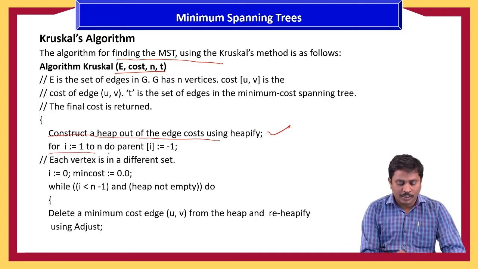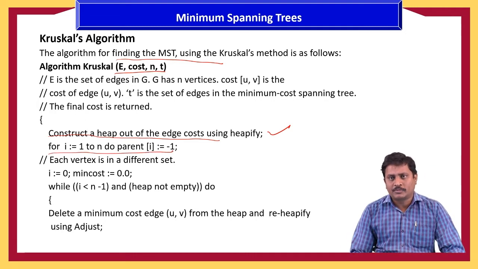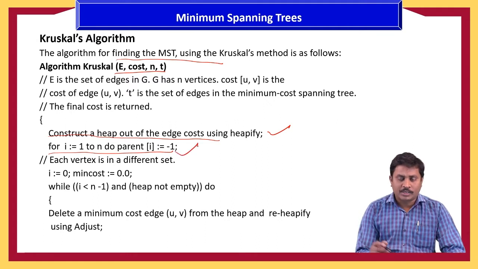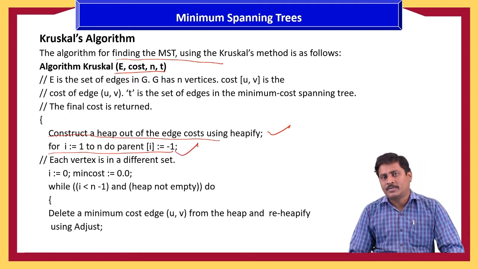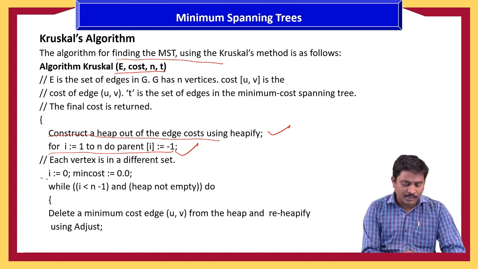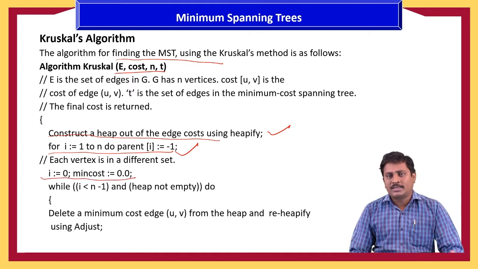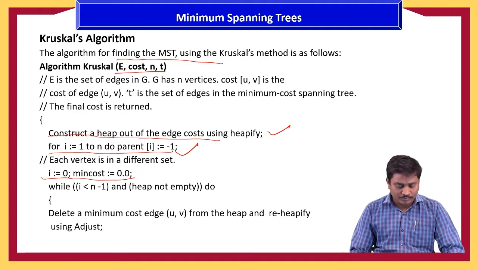For i equal to 1 to n, do parent of i equal to minus 1. So, the initial starting vertex is taken as the parent vertex, starting with 1, and that value is minus 1. That is the meaning of it. Then i equal to 0, and initially the minimum cost value is 0.